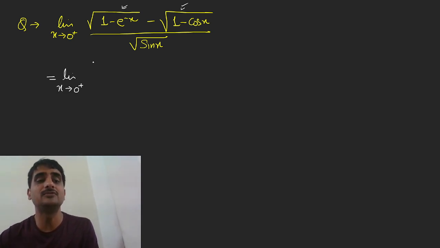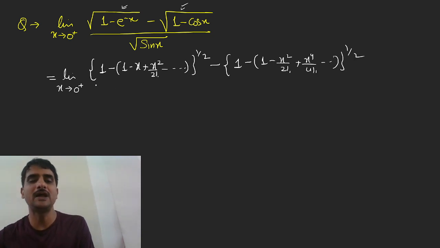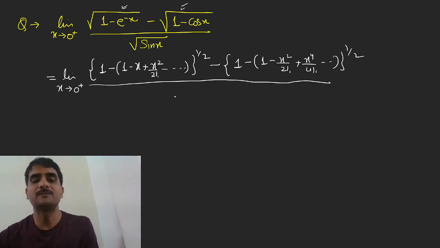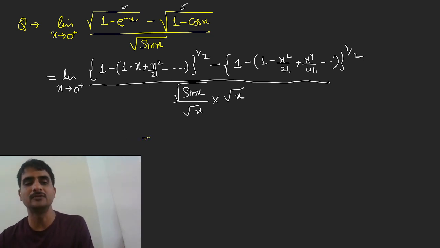I then thought to open this series here, bachcho. So 1 minus x plus x square by 2 factorial minus dot dot dot, and the whole raised to the power half. Similarly, minus times 1 minus cos x, which is 1 minus x square by 2 factorial plus x to the power 4 by 4 factorial minus dot dot dot, all to the power half. And then, you all know, we can approximate root sin x by root x when x is quite close to 0. We all know this. You have been using it quite often in physics, isn't it?